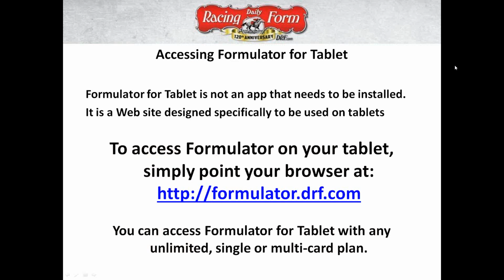There's no need to actually download an app. You just point your browser to formulator.drf.com. It will determine whether you're on the desktop or laptop version and serve you the Flash, or if you're on the mobile version, it will serve you the tablet one, which is what we're going to look at today as we go through the Belmont card.